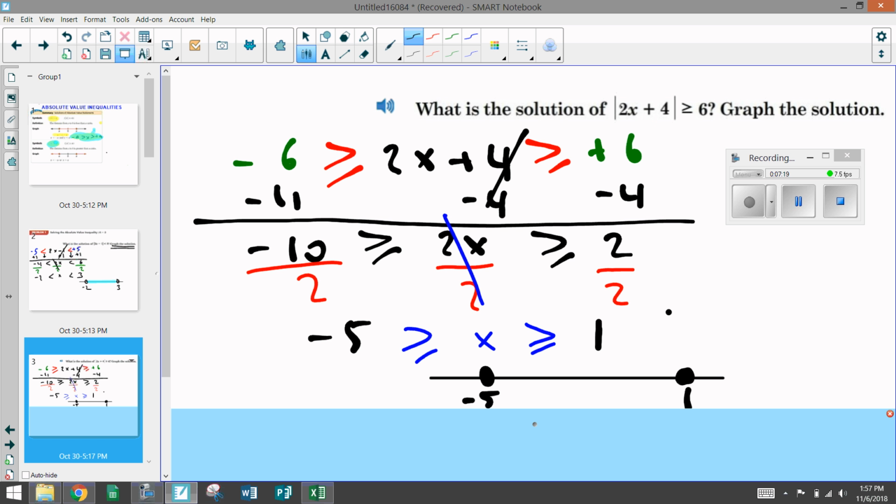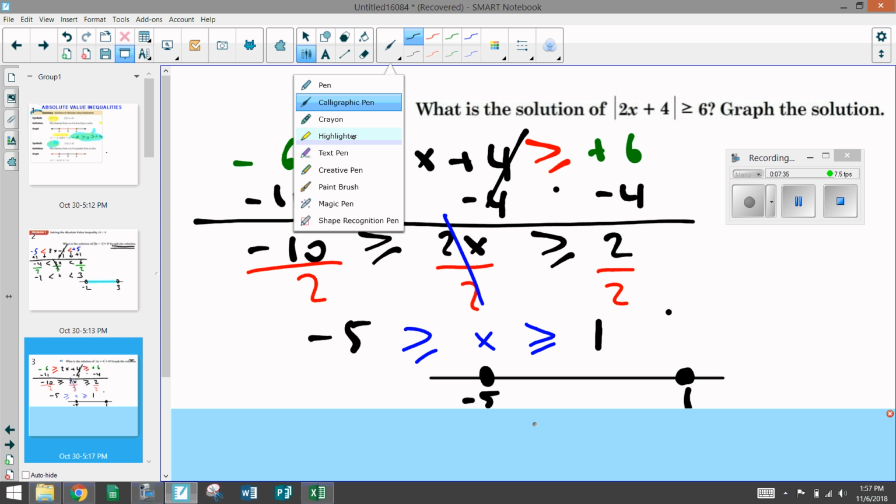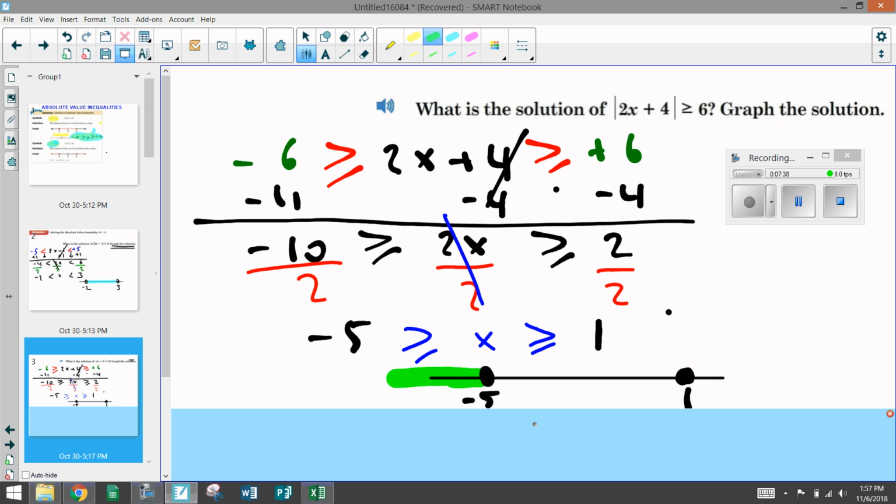Because when we close this one, what do you read? x is less than or equal to -5. So -5 here, less than. Where is less than? -6, -7, toward -infinity. So I'm going to shade that portion. And when you close -5, what do you read? x is greater than or equal to 1. So that's it. That's easy, right?